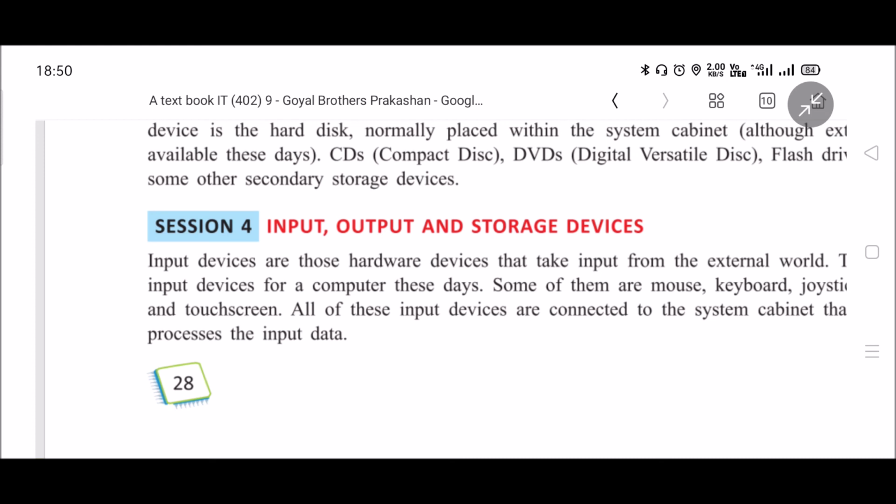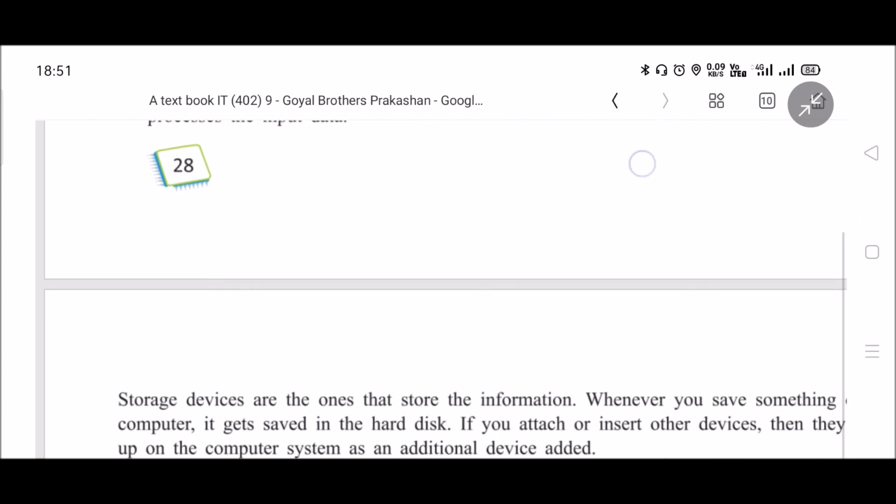The next is scanner. Scanner is mainly used to scan something. Suppose you want to input your photo into the computer, or any document you want to input into the computer in the form of an image, then we can use a scanner. Light pens are mainly used to write something on the screen while teaching. It is mainly used for teaching purposes. The touch screen, all of you know, touch screens are now available in mobile phones, ATMs, etc. So these are the input devices.